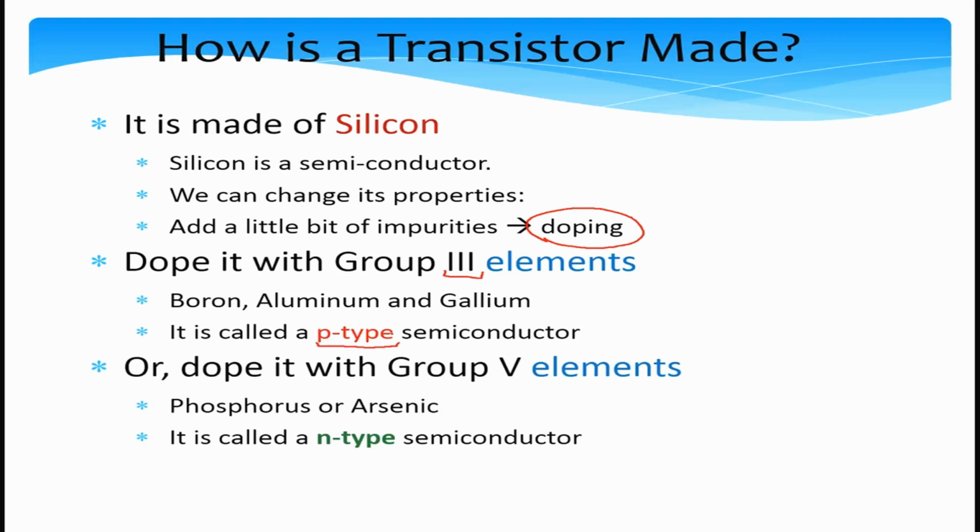We'll discuss how, but the basic idea here is that if we dope silicon with another element, in this case a group 3 element of the periodic table, its conductivity will increase, and there are ways to control that. Similarly, if we dope it with group 5 elements of the periodic table, like phosphorus and arsenic, it is called an n-type semiconductor. Recall that in the periodic table, in the outermost band, silicon has 4 electrons, group 3 elements will have 3 electrons, and group 5 elements will have 5 electrons.